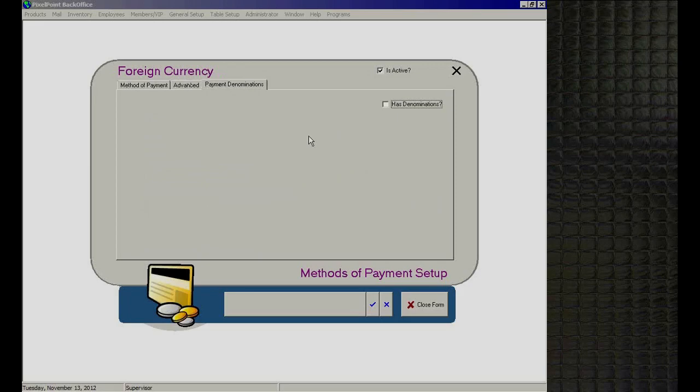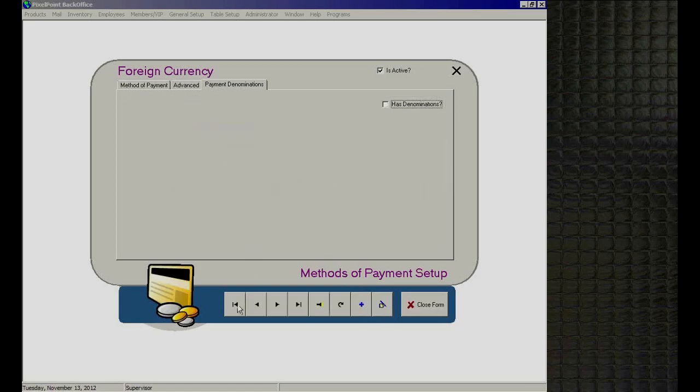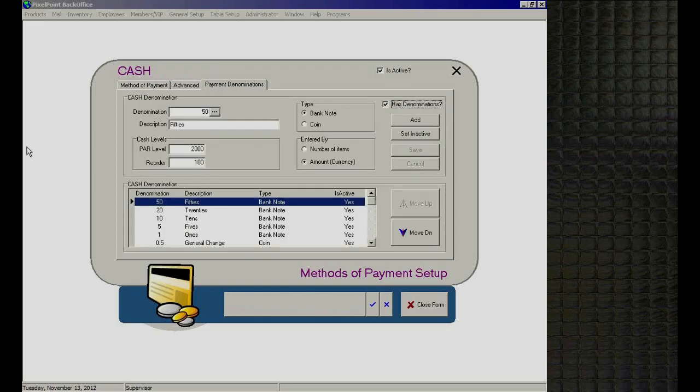Payment denominations. This all has to do with the cash management system, as I had mentioned earlier on. Within here, and I'm going to jump up to cash for a moment, cash, payment denominations, you can program in the individual denominations that you accept within the establishment. So this way, when you're going through and counting your tender balance, for example, not only will you say I've got $500.23 in cash in my till, but you can also say I've got this many 50s, this many 20s, this many 10s, 5s, 1s, and so on. And you can program in all of these within this tab here.